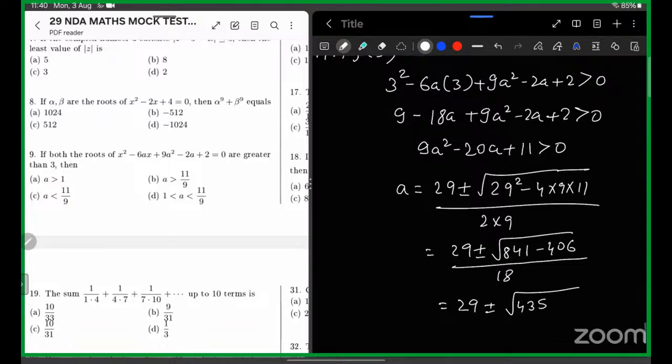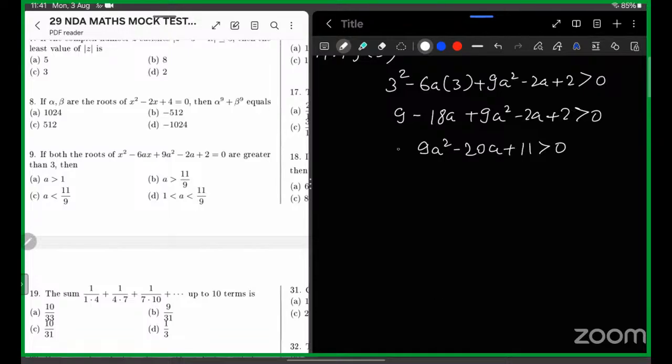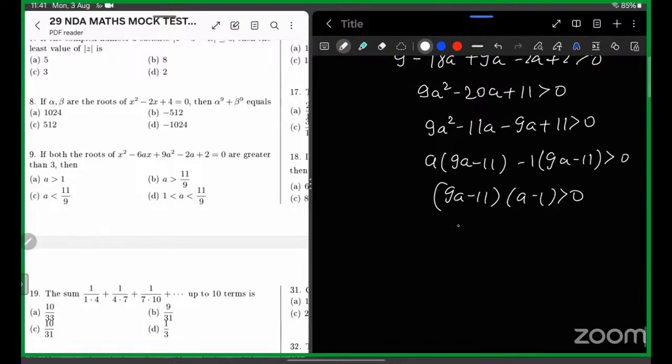So 11 into 9, 99. 11 plus 9, it will be 20. So no need of applying this whole formula now. It's simple. By middle term splitting, it is possible. So I can write here 9a square minus 11a minus 9a plus 11 greater than 0. So here, if I take a common, 9a minus 11 minus 1, 9a minus 11 greater than 0. If I take 9a minus 11 common, I will be getting a minus 1 greater than 0.